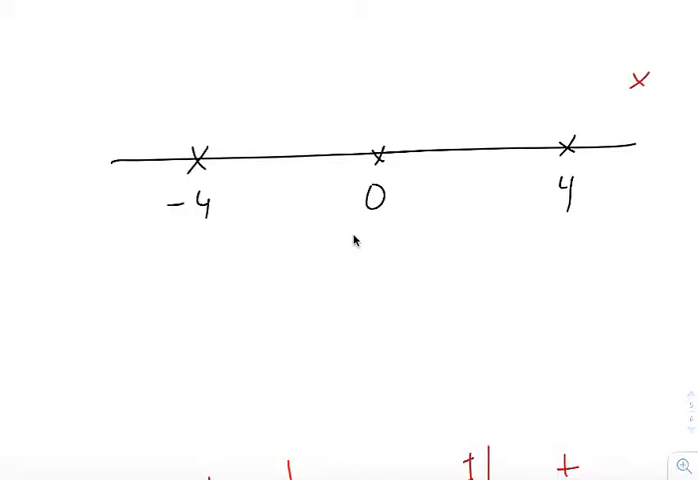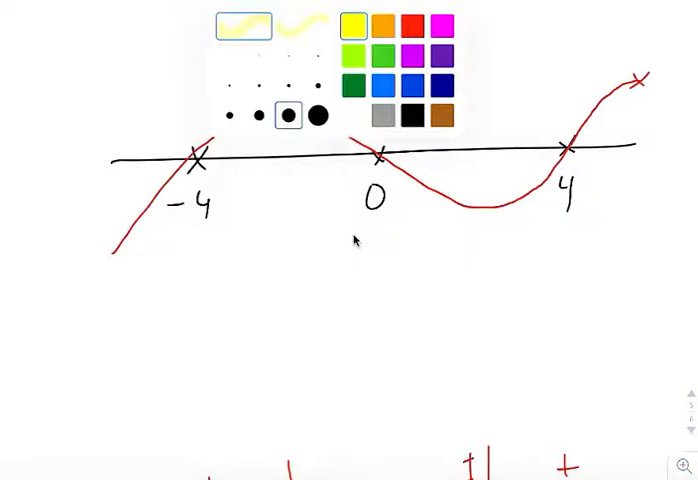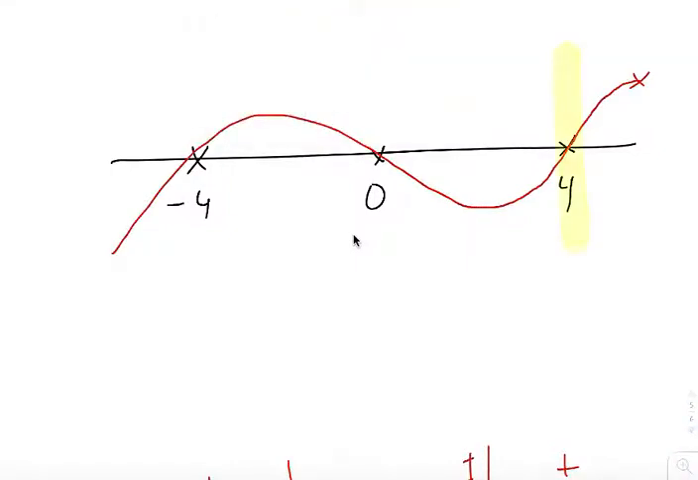Now, all the x-intercepts are multiplicity 1, so they're just going to cross through each time. Now, it's important to note this is not the shape of the graph, but what this will tell us is that from this point forward, so from 4 and larger, the graph is going to be positive.